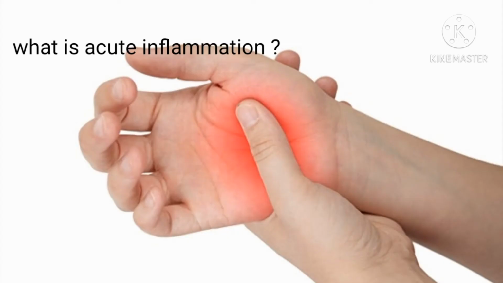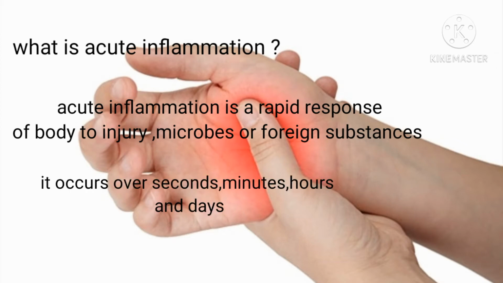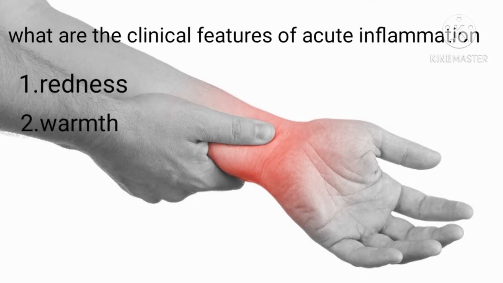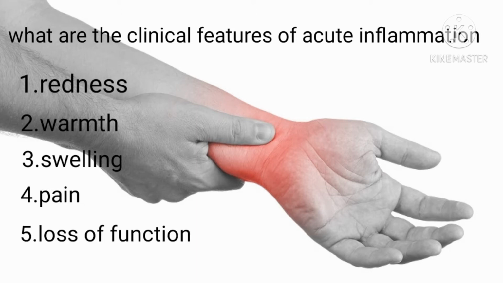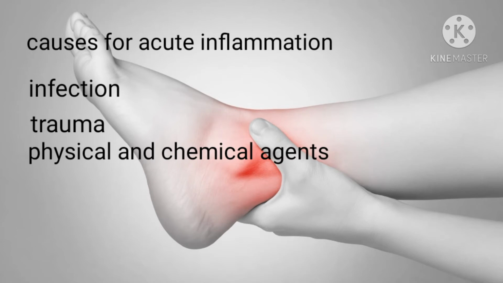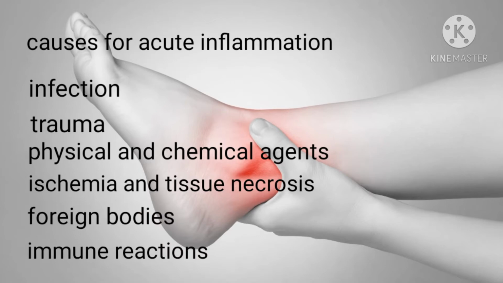What is acute inflammation? Acute inflammation is a rapid response of the body to injury, microbes and other foreign substances. It occurs over seconds, minutes, hours, and days. What are the clinical features of acute inflammation? 1. Redness. 2. Warmth. 3. Swelling. 4. Pain. 5. Loss of function. Causes of acute inflammation: infections, trauma, physical and chemical agents, ischemia and tissue necrosis, foreign bodies, immune reactions.